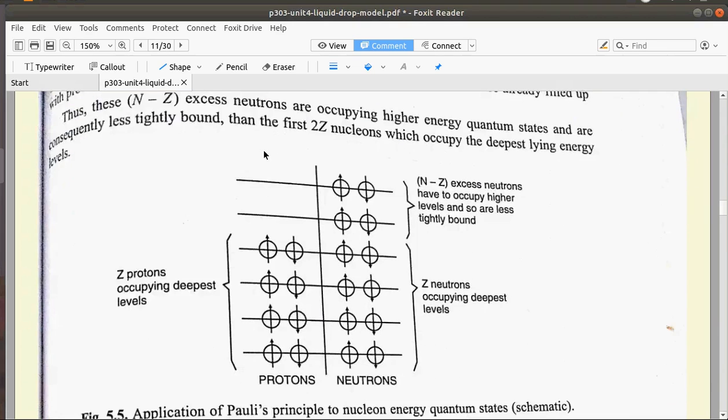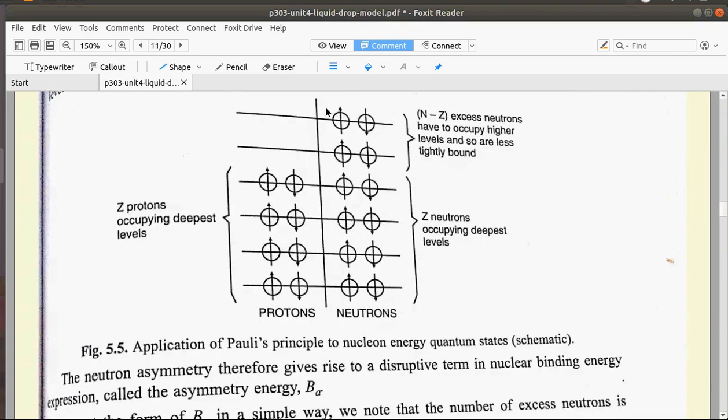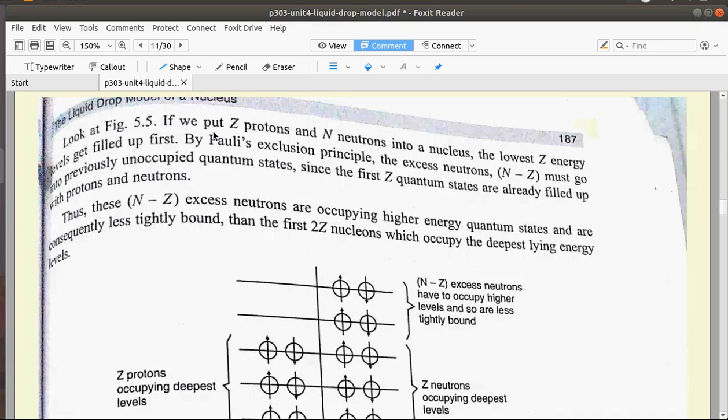So just look at this figure. These are all the energy states. The horizontal lines are all the energy states, and in one we are showing the proton occupation, and in the other we are showing the neutron occupation. Now if we put Z and N in a nucleus, the lowest Z energy levels will get filled up first.